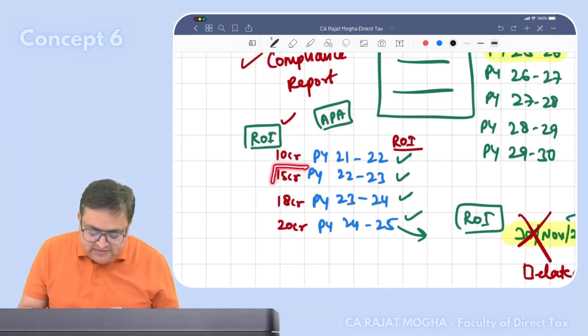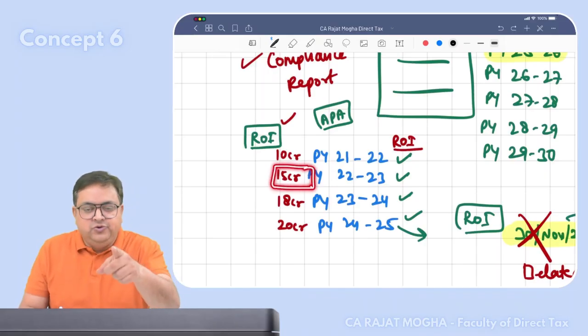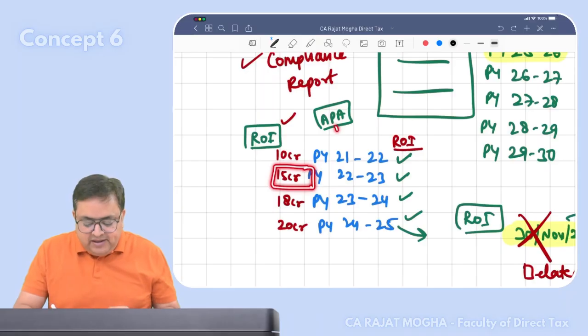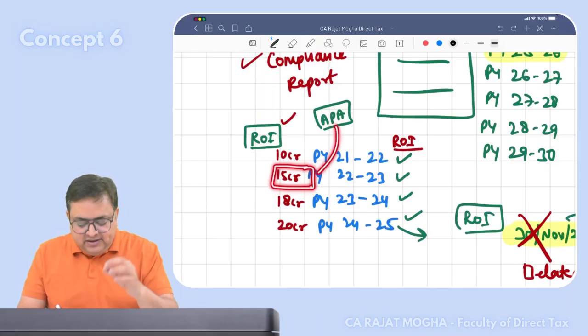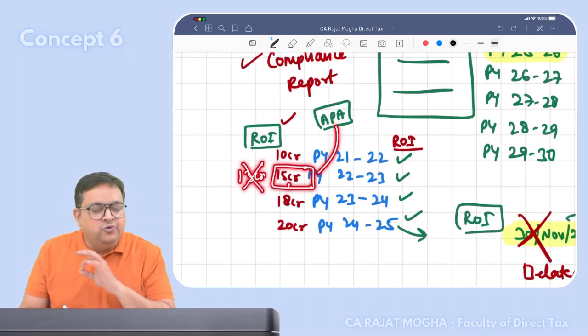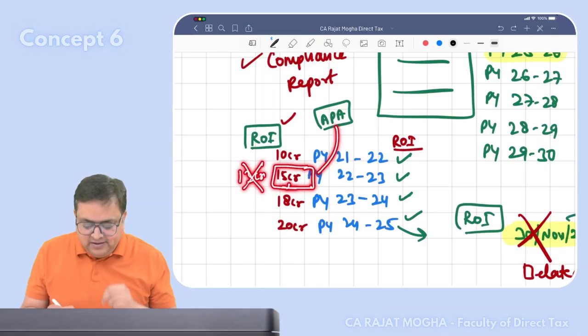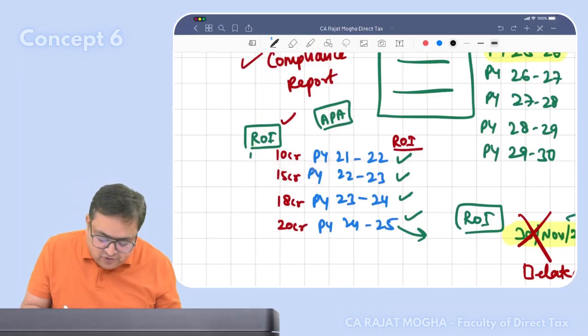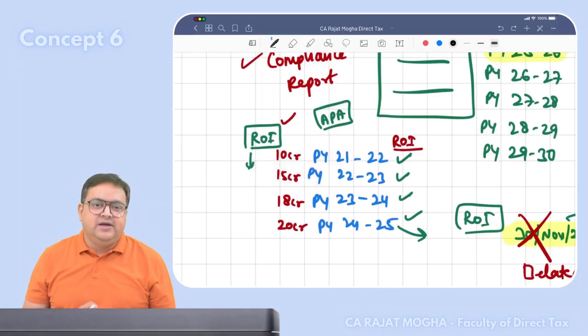So let's say, for example, this year, 15 crore, you have filed 15 crore. But APA, after applying the rollback thing, let's say it is getting reduced to 13 crore. So whether we will take 13 crore? No. Minimum 15 crore so we will take. Right? Minimum 15 crore so we will take. So you cannot reduce your return income. You cannot reduce your return.